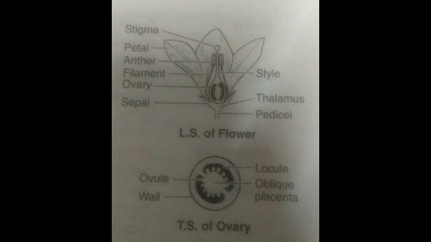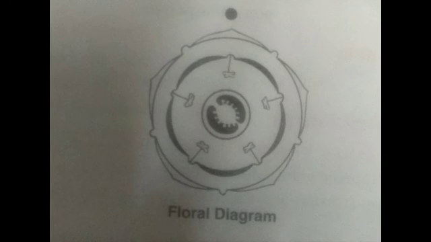Then in the corolla, 5 petals are there, and they are gamopetalous, and they show valvate aestivation. After that, the arrangement of androecium: you can see 5 stamens, with short filaments, and epipetalous. And the gynoecium is bicarpellary and syncarpous. You can see the locules also. The number of locules is 2.